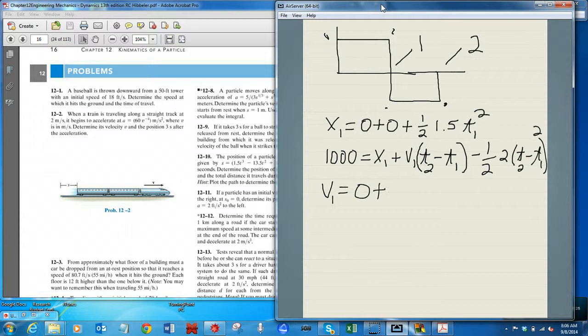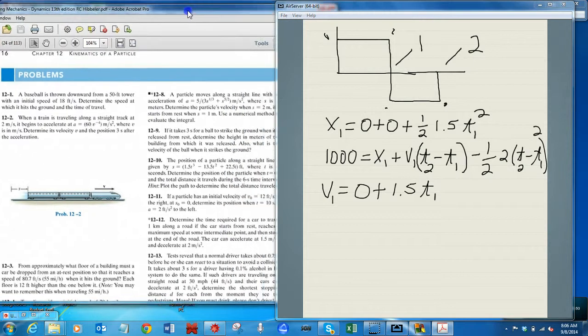Plus the acceleration is 1.5 times T1. Okay. Nothing new. No new unknowns, right? I still have 4 unknowns: X1, T1, V1, T2. And I have 3 equations. Still missing something. What am I missing?